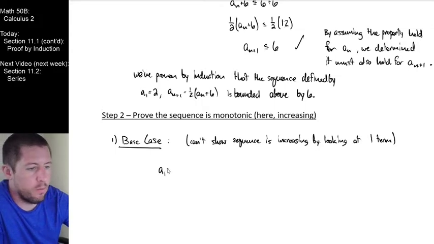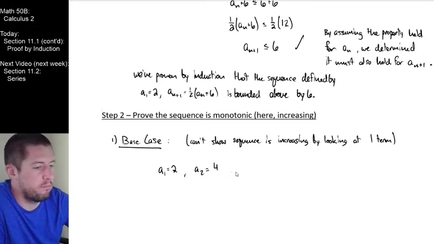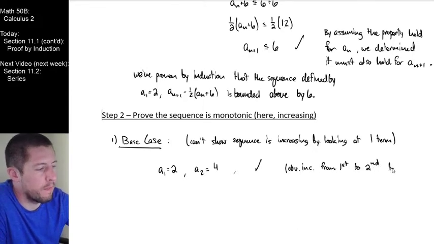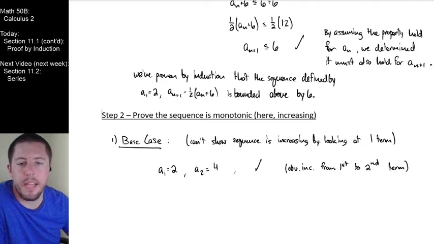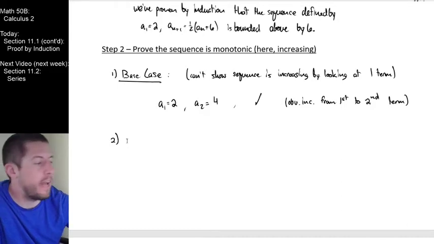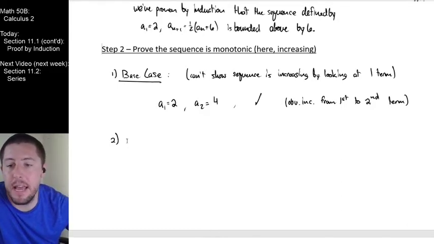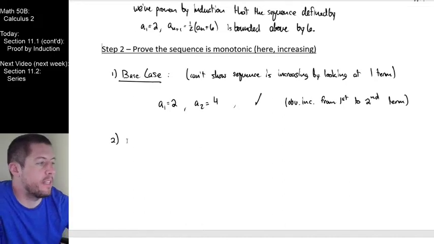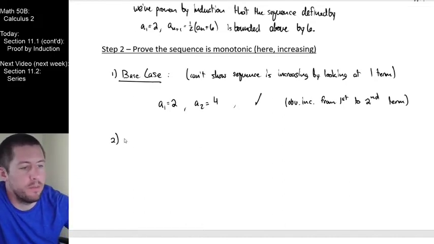So I think all I've got to say is a sub 1 equals 2, a sub 2 equals 4. Check mark. I don't think I have anything else to say here, right? We've clearly increased from the first term to the second. So we know that from the first term to the second term, this is an increasing sequence. Now, let's assume that we do get an increase from n to n plus 1 and show that we get an increase from n plus 1 to n plus 2.